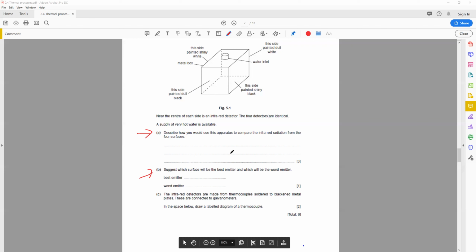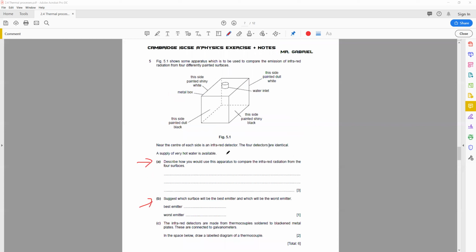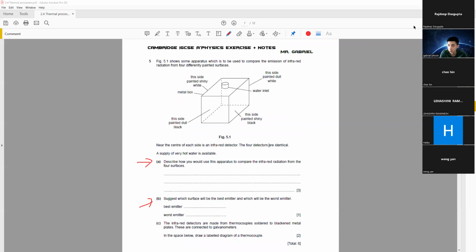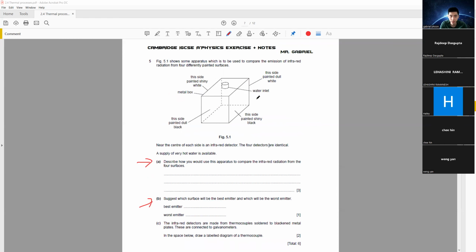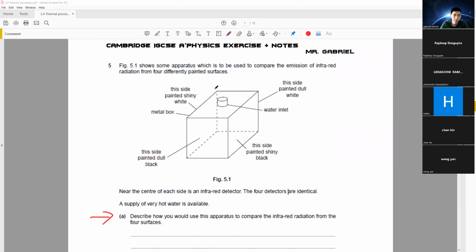Okay, guys, has everyone taken the time to attempt the questions? Let's go through it together, shall we, everybody? If you look at this question here, figure 5.1 shows some apparatus which is to be used to compare the emission of infrared radiation from 4 differently painted surfaces.